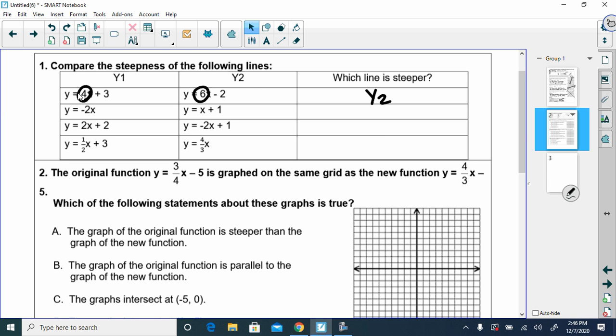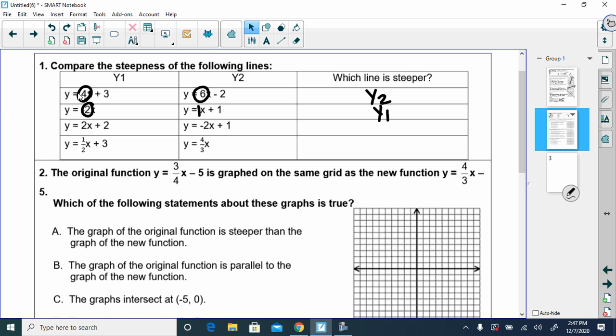Okay. In the second row, what is my slope? -2. But does the negative affect steepness? No, so we're only really worried about the 2. And then what's my slope on y2? 1. So which one's going to be steeper? The 2. So y1 will be steeper.